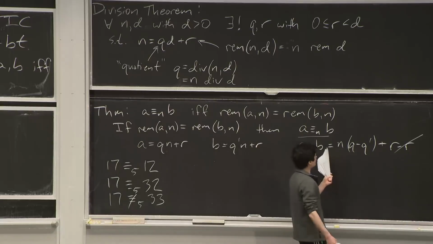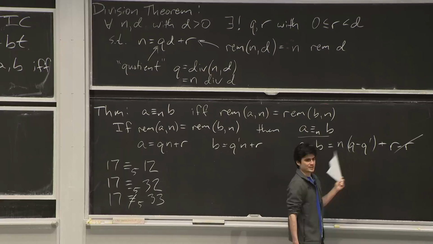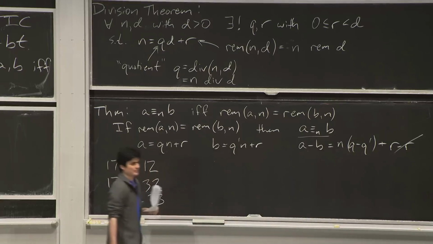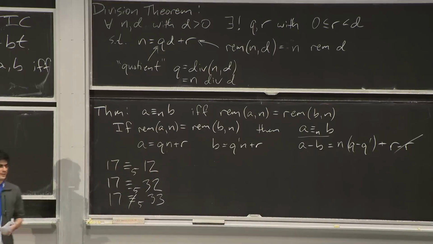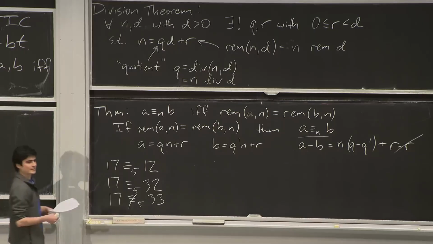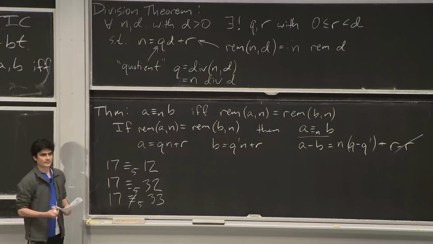The n factors out, and we get n times q minus q prime. Okay, so that is indeed a multiple of n, and so n divides the difference, so they're equivalent, congruent.